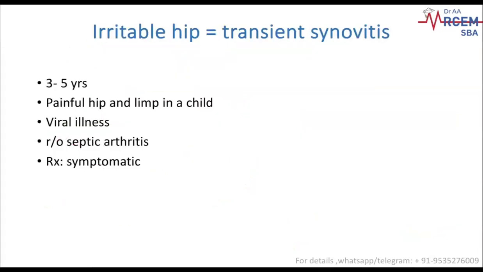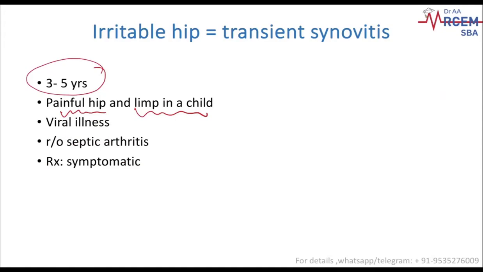Irritable hip, also known as transient synovitis, they are one and the same. Do not get confused. It is usually seen in the age group of 3 to 5 years. They come in with a painful hip or a limp in a child. Most of the time the child might not be communicating like an adult, so parents must have observed that the kid is limping.